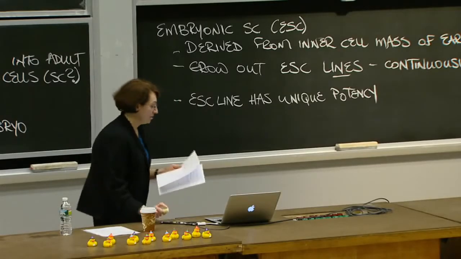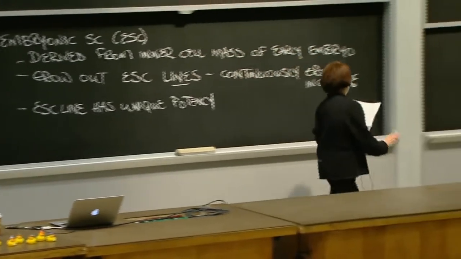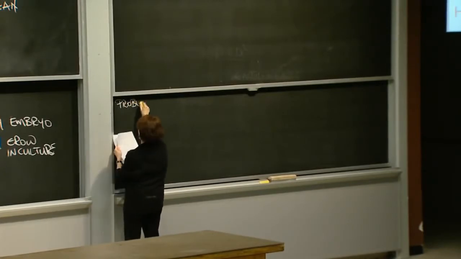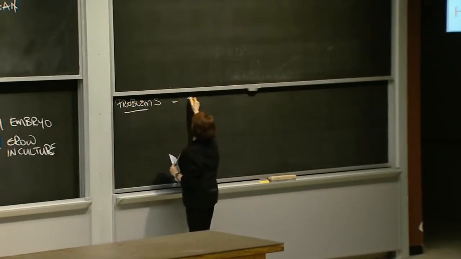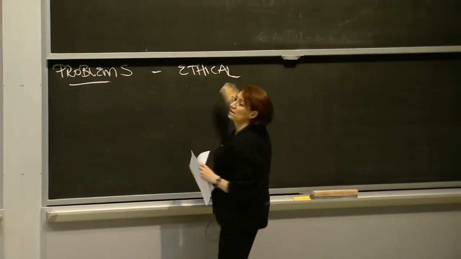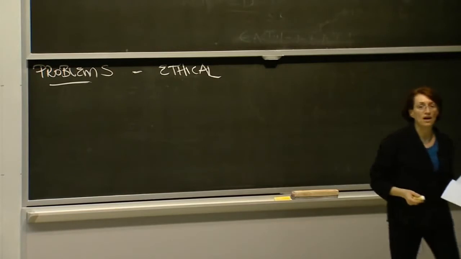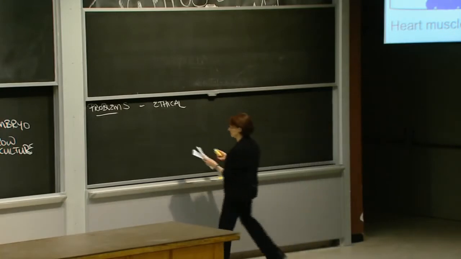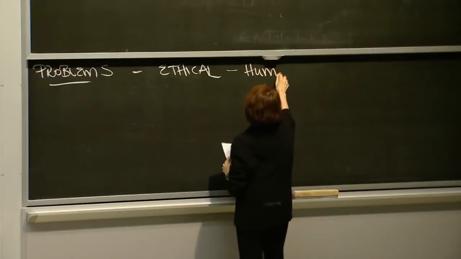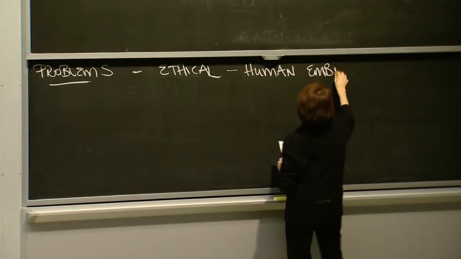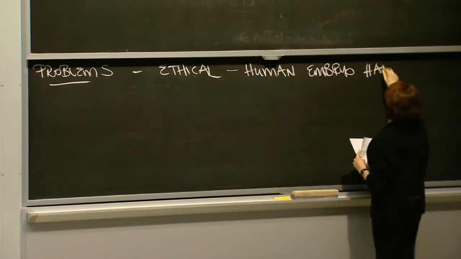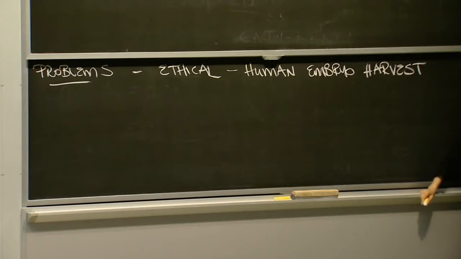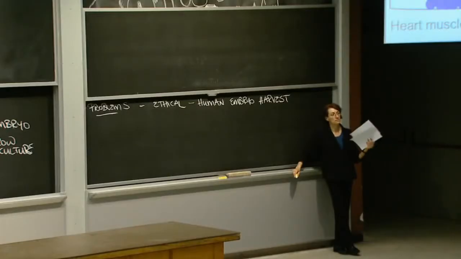There's some issues with embryonic stem cells, and the problems are twofold. One is ethical, in that you have to harvest human embryos. You have to obtain and harvest human embryos to get these human stem cell lines. And currently, you're really not allowed to do much human embryo work to obtain human stem cells.